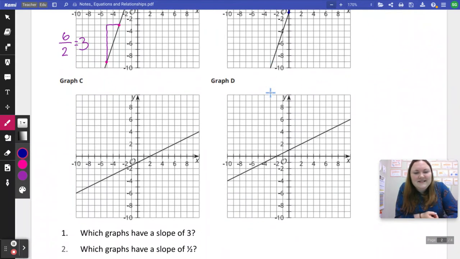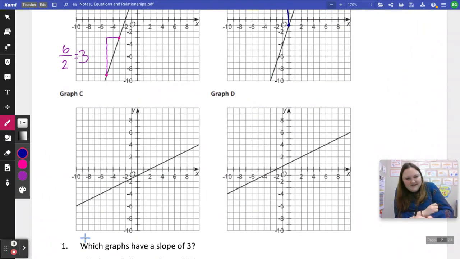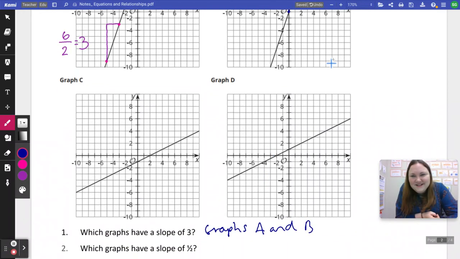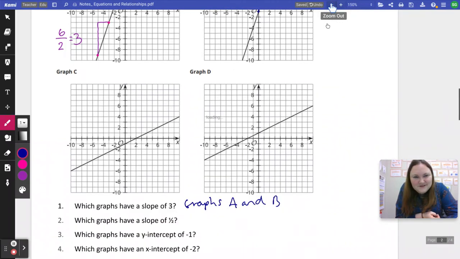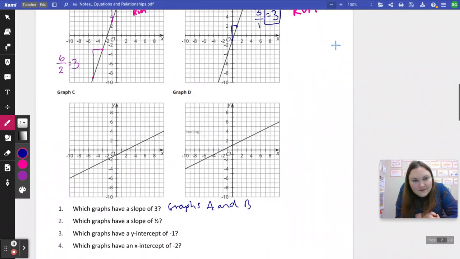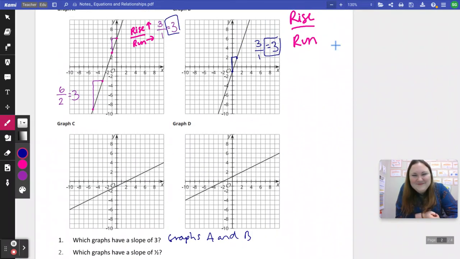I'm going to jump down to that second question. So to answer this first one, which graphs have a slope of 3, we figured out that graphs A and B have a slope of 3. That other question, number 2, I'm going to zoom out a little bit. Number 2 is which graphs have a slope of 1/2? Let me back up a little more. Now you can see them all.